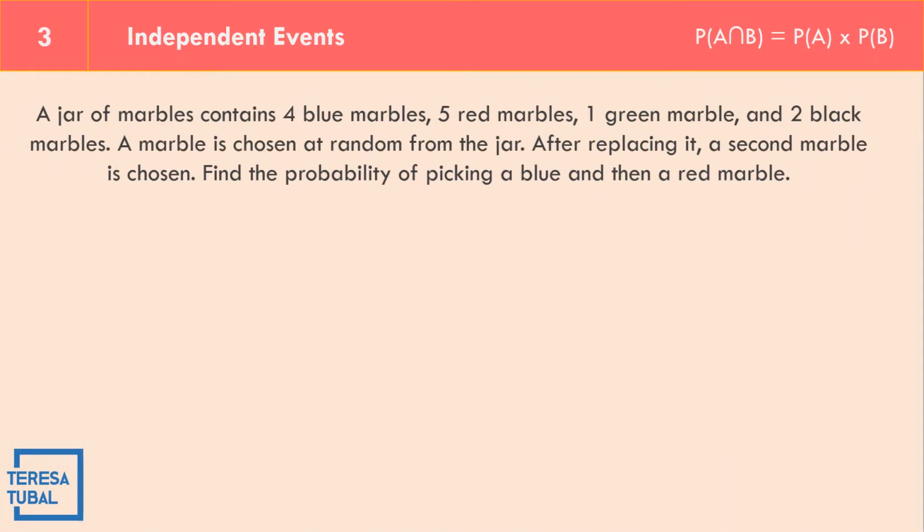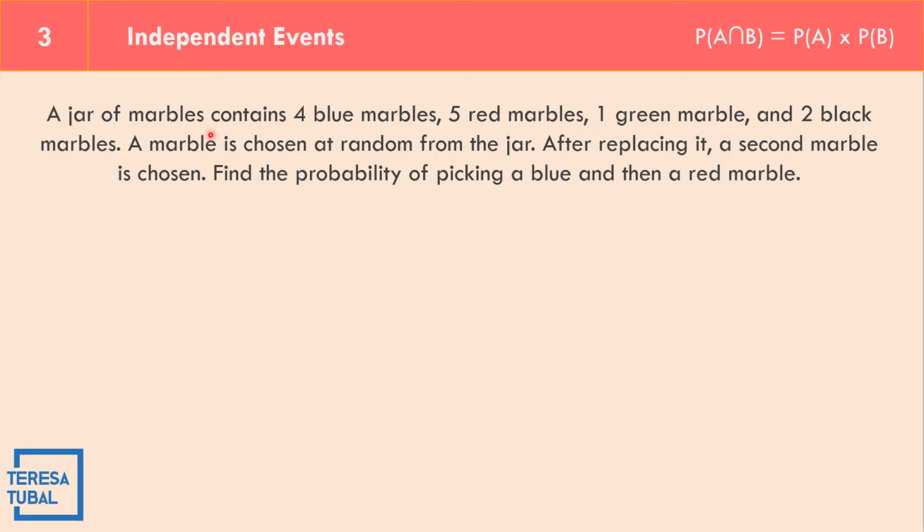In example number 3, a jar of marbles contains 4 blue marbles, 5 red marbles, 1 green marble, and 2 black marbles. A marble is chosen at random from the jar. After replacing it, a second marble is chosen. Find the probability of picking a blue and then a red marble. So this example is independent events.